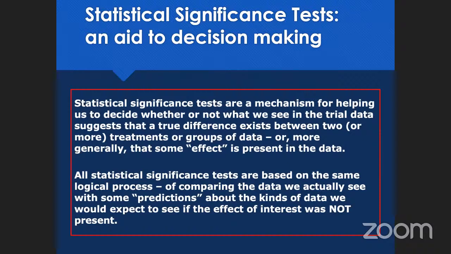So all statistical significance tests are based on the same logical process of comparing the data between what we actually see and some predictions about the kind of data that we would expect to see if the effect of interest was not present.